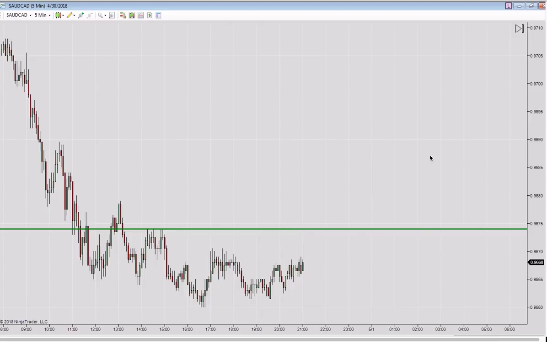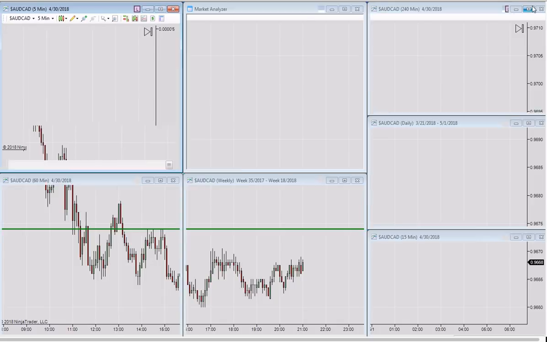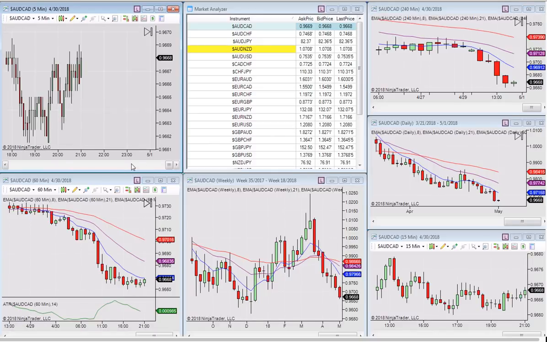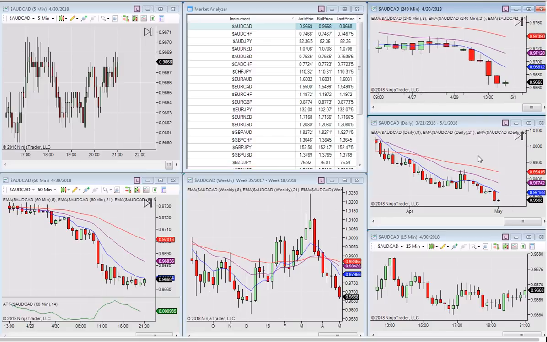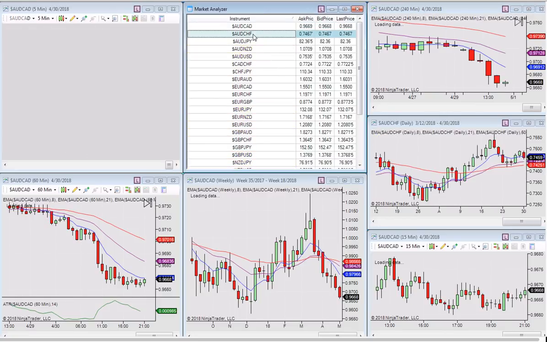This one is an example of one that looks appealing from a mechanical sense, but in reality, this one's not a 65% trade. This is a 50-50 with an outlier win if it works. Okay, so AUD CAD is on the radar, but it's not perfect.